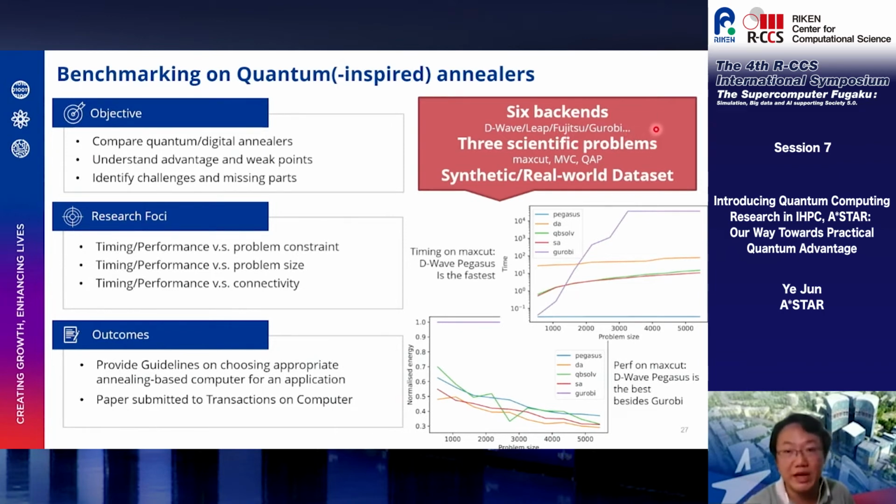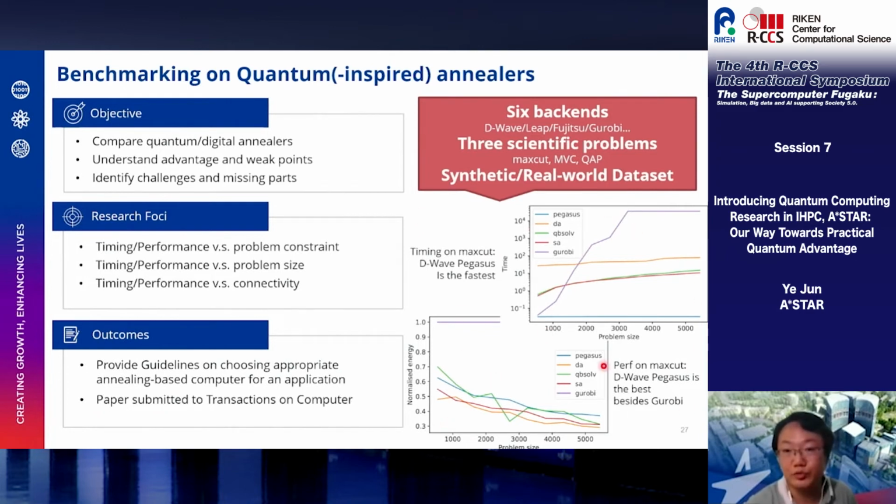So we do see that we are trying to compare the quantum, digital annealing, and also the classical annealing methods, and we try to understand the advantages and the weak points of the various methods and to identify the challenges and the missing parts. For that, we are looking at the constraints, problem size, and connectivity, etc. And the outcome of these efforts leads us to a fundamental guideline in choosing the appropriate devices for a specific type of application.